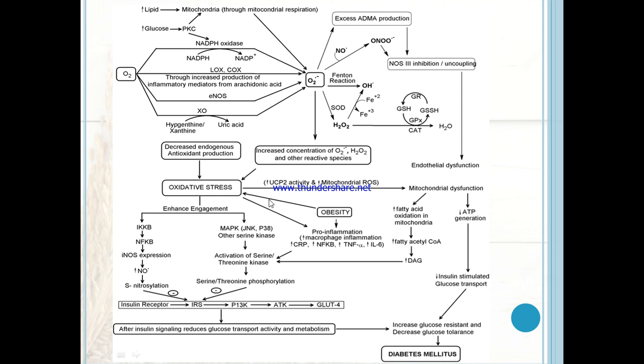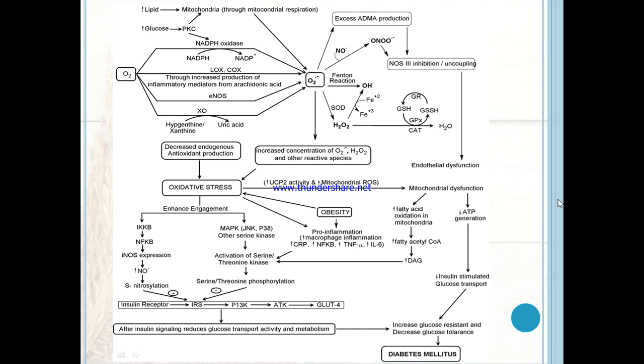Similarly, if there is obesity, or due to oxidative stress, different types of pro-inflammatory mediators, it may be TNF alpha or interleukin 6, that is the C-reactive proteins, these will be increasing, and they will also be responsible for the altered glucose transport activity and metabolism.